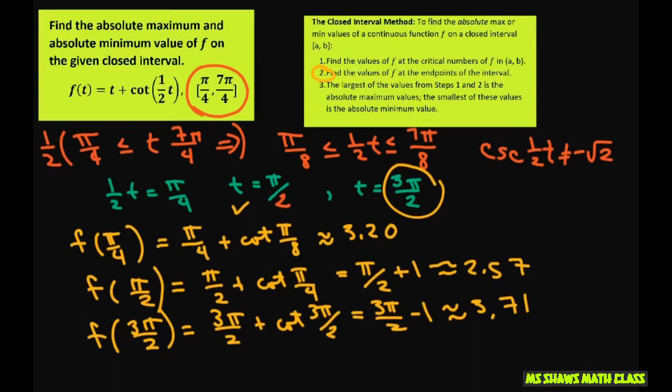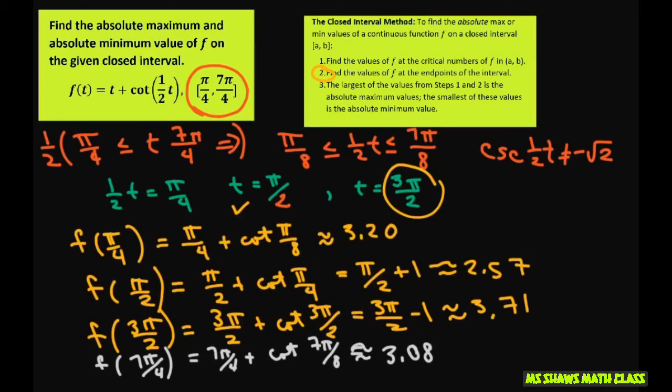And then the last one we have to do is f of 7 pi divided by 4. So you get 7 pi over 4 plus cotan of 7 pi over 8, which equals, let's see, this is going to be approximately 3.08. So to find your absolute max and min, we're going to take our smallest number, or largest number for the absolute maximum.